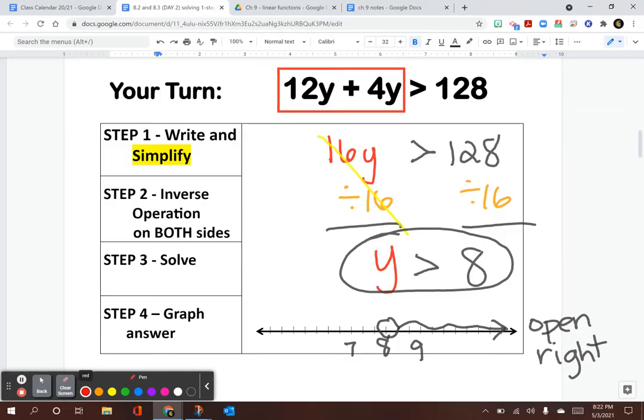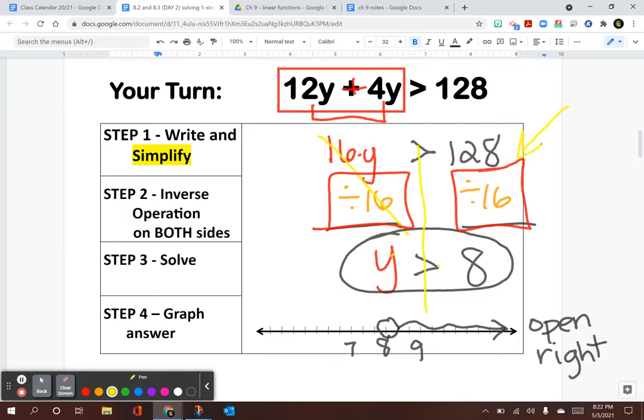I hope you saw that the 12y and the 4y could be combined through addition, and there's really just 16 y's there. We still have our same inequality sign, and our inverse is going to be the opposite of multiplying y by 16, which is to divide by 16. Notice how it's shown on both sides. If you want that inequality wall, draw it in there. The 16s are opposites on the left, so that isolates the y variable. Same inequality sign, and then we really just solve the side on the right. 128 divided by 16 is really just 8 in value.